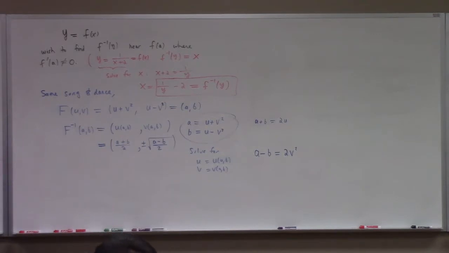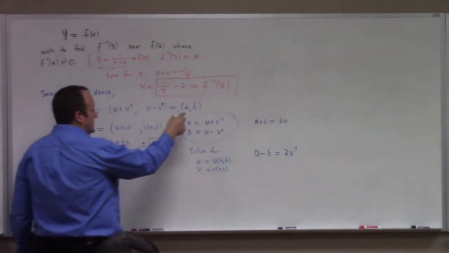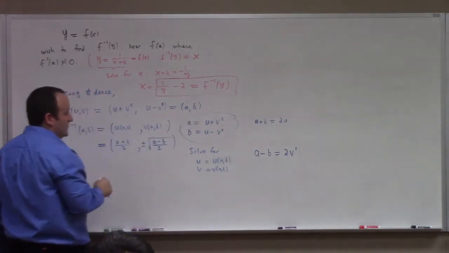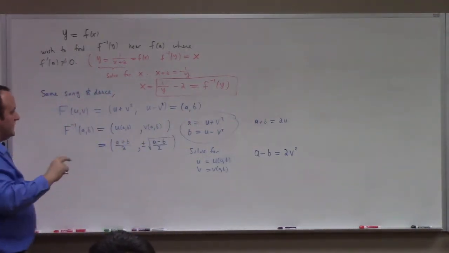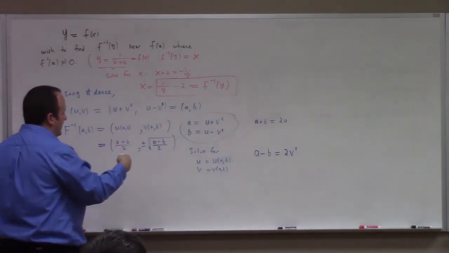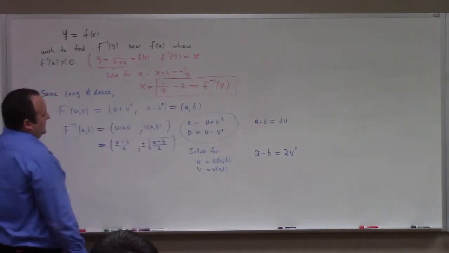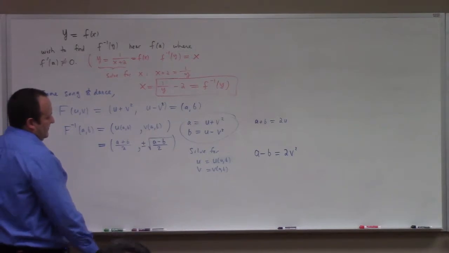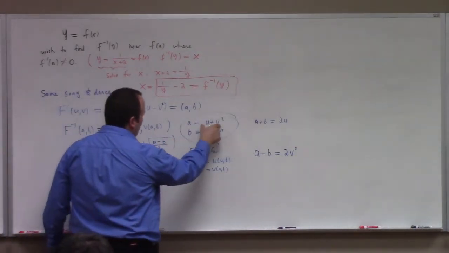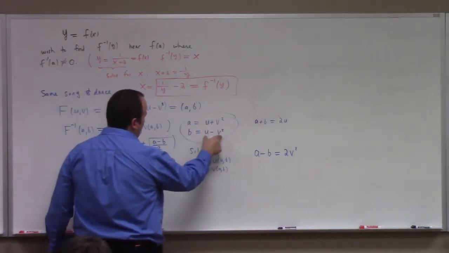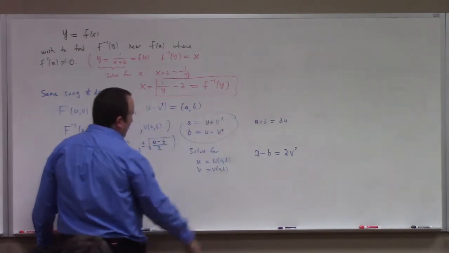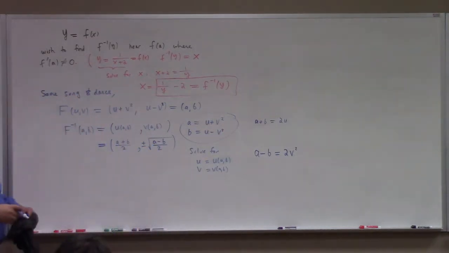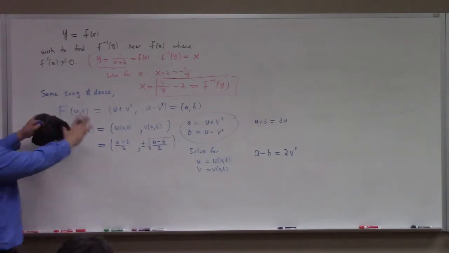But the idea is basically the same. To find algebraically the formula for the inverse, you write down range variable equals domain function, and then solve for the domain variables in terms of the range variables. What I just did here.